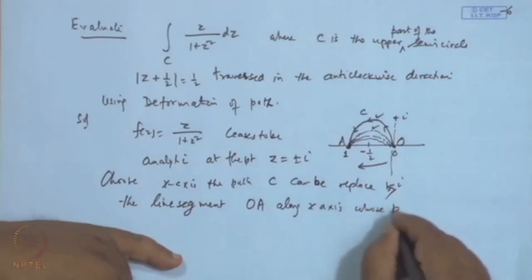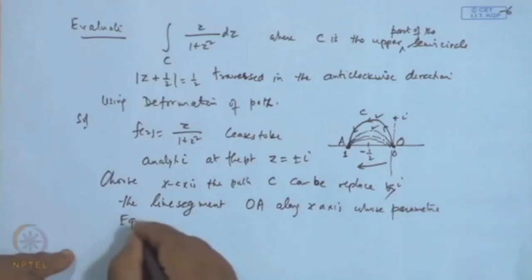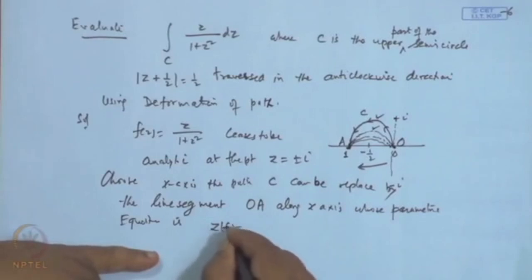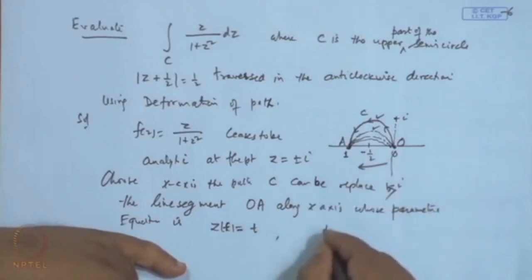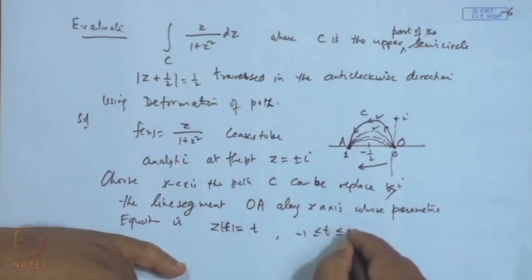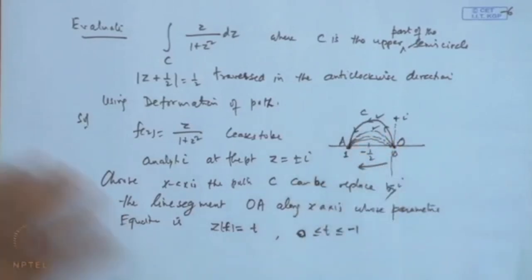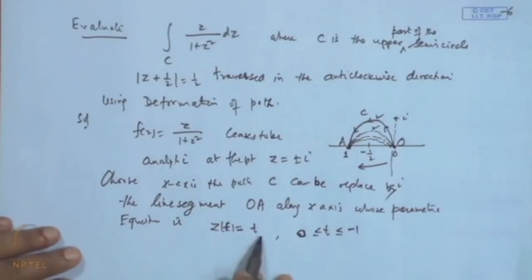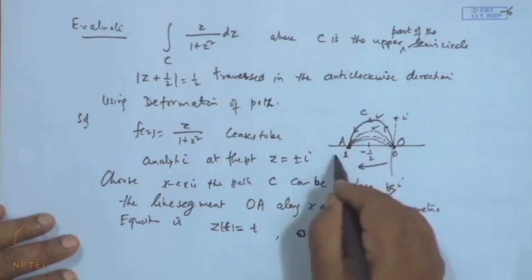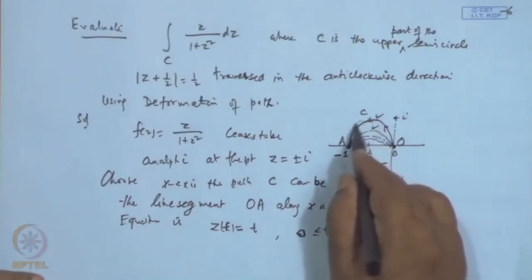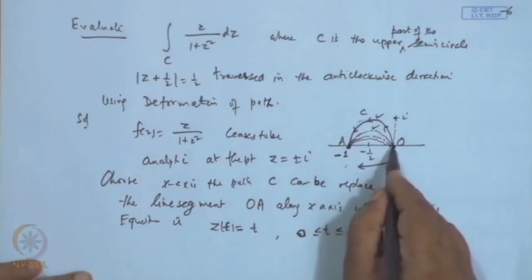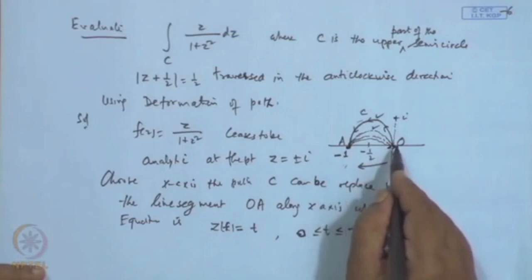whose parametric equation is z(t) equal to x(t) plus i y(t). So, x(t) is t, y is 0. So, t varies from 0 to minus 1. Why 0 to minus 1? Because the direction is taken anticlockwise. So, if I take z(t) equal to t, then t varies from 0 to minus 1, then the integral along this path C can be replaced by the integral of the function along the line segment OA, which is on the x axis joining O to A.